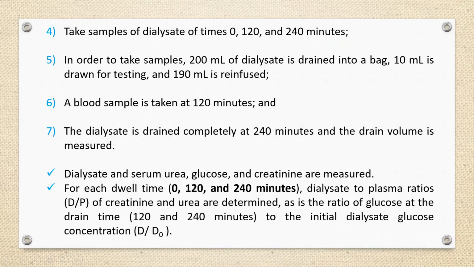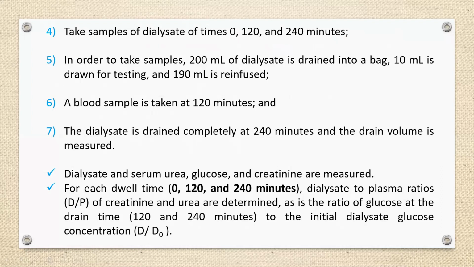In order to take a sample, 200 ml of dialysate is drained into the bag. 10 ml is drawn for testing and 190 ml is reinfused. A blood sample is taken at 120 minutes, 2 hours. And the dialysate is drained completely at 4 hours and the drain volume is measured. Dialysate and serum urea, glucose and creatinine are measured.